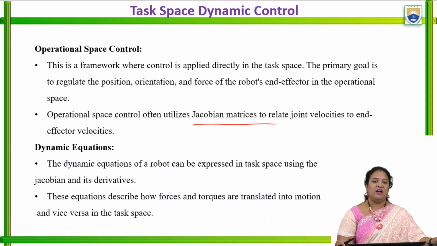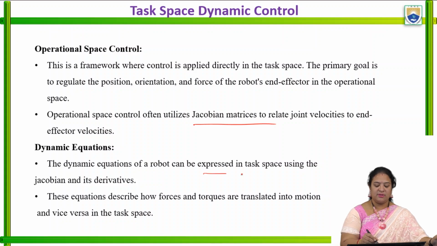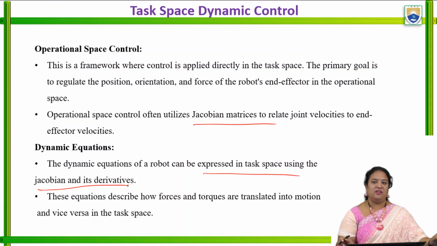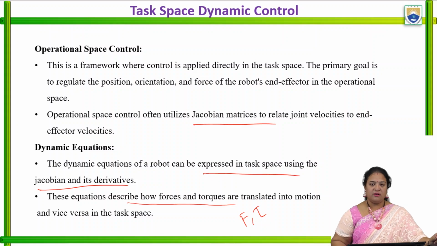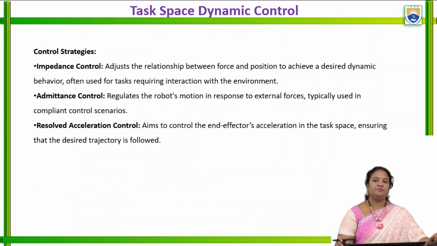Whereas the dynamic equation is used to express the task space using the Jacobian and its derivatives. Here we are just using the Jacobian matrix, whereas in the dynamics we are using the Jacobian and its derivative, which is used to describe the force and the torque, which are translated into motion and vice versa in the task space. Next, moving on to the control strategies.